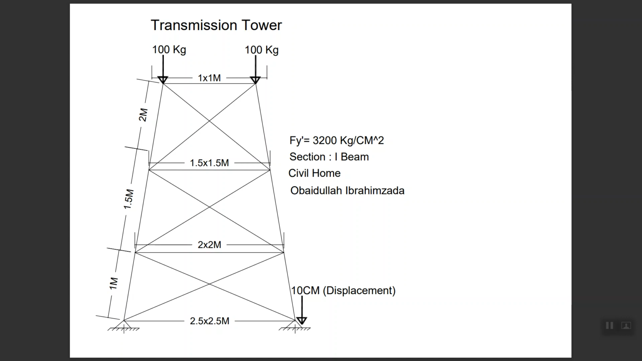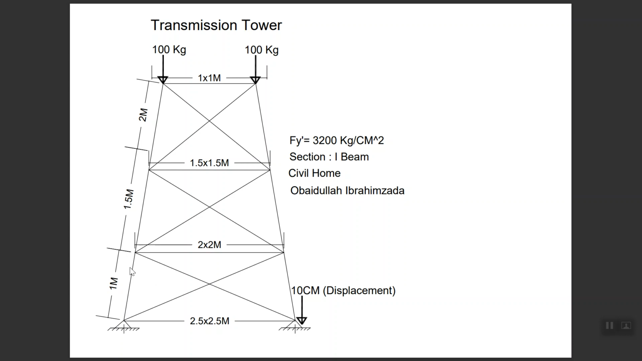Here we have one transmission tower with three parts, or sections. At the first part, we have 2.5 by 2.5 meters. It means our width is 2.5, and if we see this transmission tower in 3D, the length on the other side is also 2.5 meters. Then the second part is 2 by 2 meters, the third part is 1.5 by 1.5 meters, and the fourth part is 1 by 1 meter.